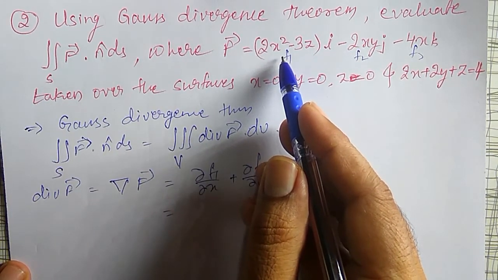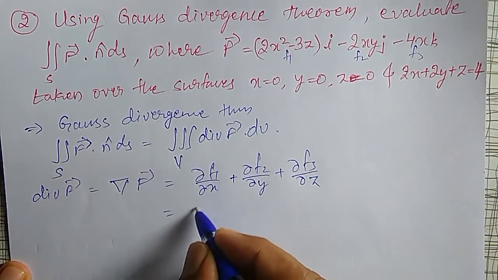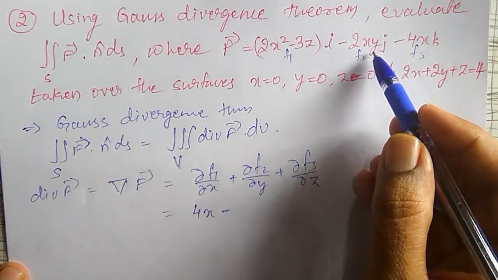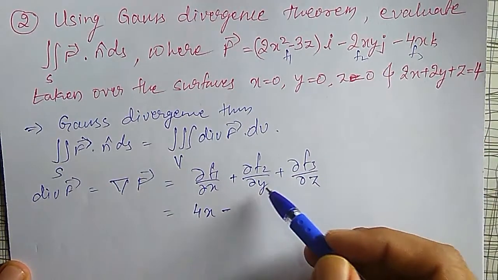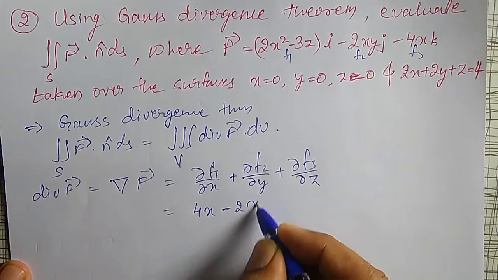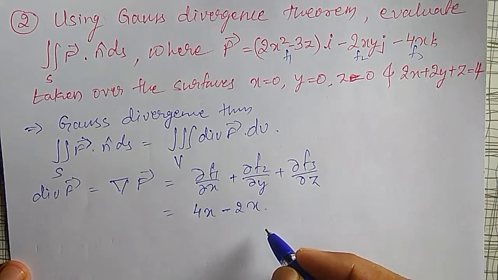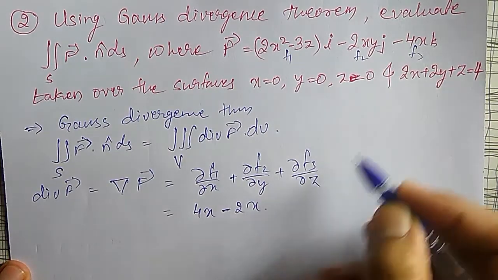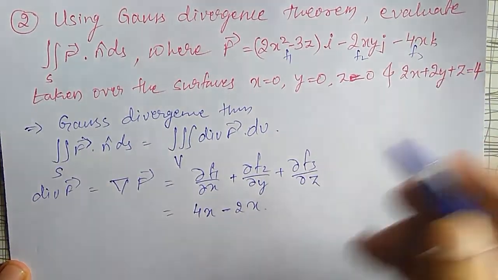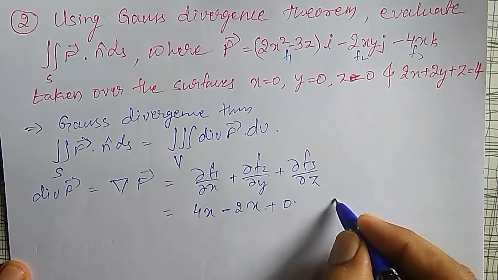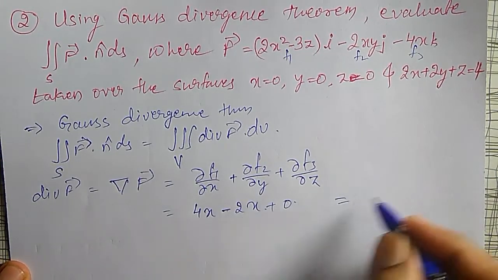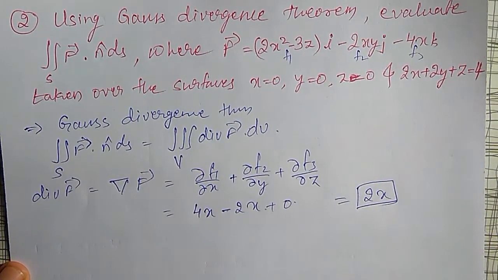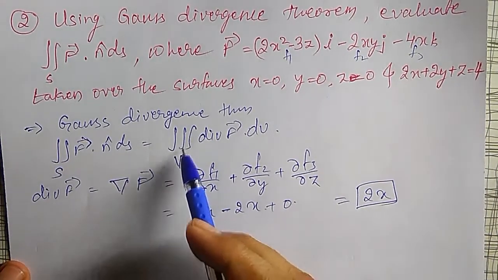Differentiate f1 partially with respect to x. Differentiation of this is 4x, minus 0, minus partial derivative of minus 2xy with respect to y will become minus 2x, plus dou f3 by dou z, partial derivative with respect to z will become 0, which is equal to 4x minus 2x, which is 2x. Divergence of f is equal to 2x. This one I have to integrate over the volume.